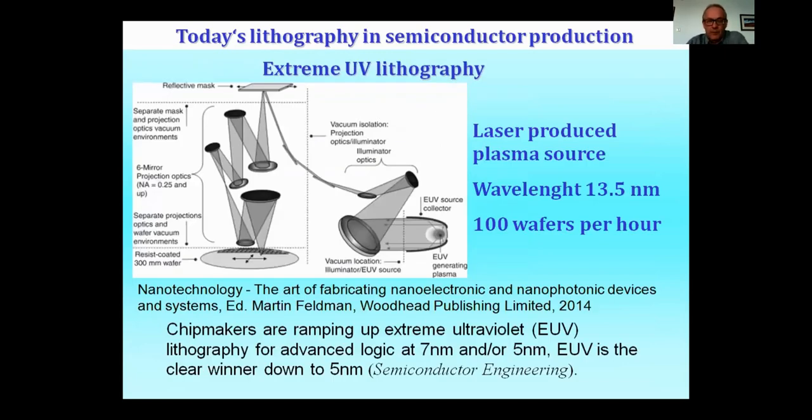So today's favorite in production is extreme UV lithography. It is lithography without lenses. It is a set of mirrors, and the laser produces a plasma source, which produces 13.5 nanometer wavelengths. And the productivity or throughput of such technology is expected to be 100 wafers per hour. There is no other lithography which can do that. So extreme UV is today the clear winner for 7 nanometer and is even expected for 5 nanometer lithography, as was announced in Semiconductor Engineering.